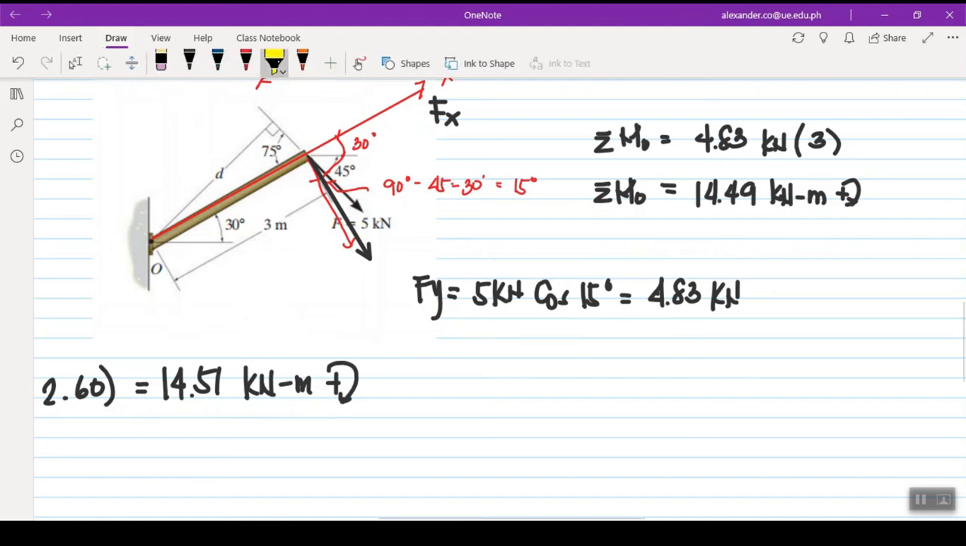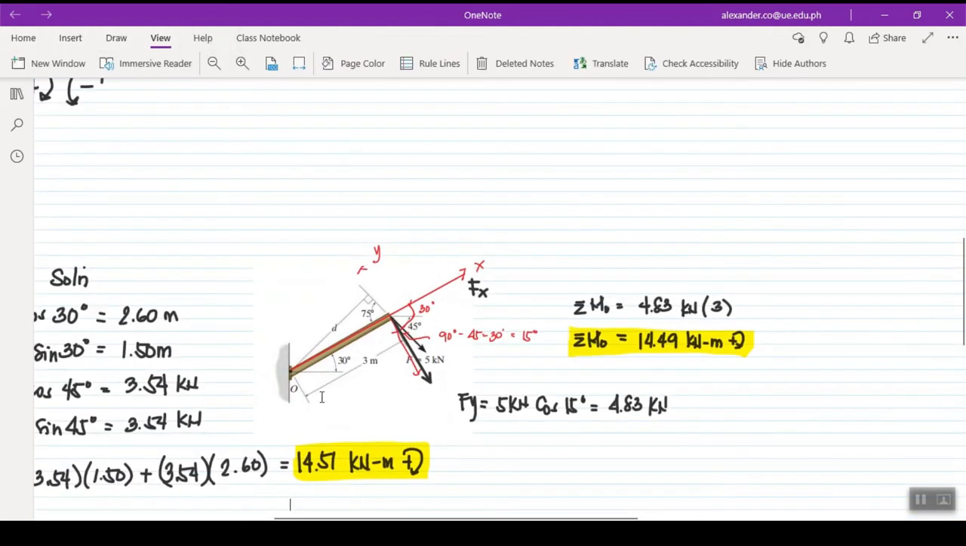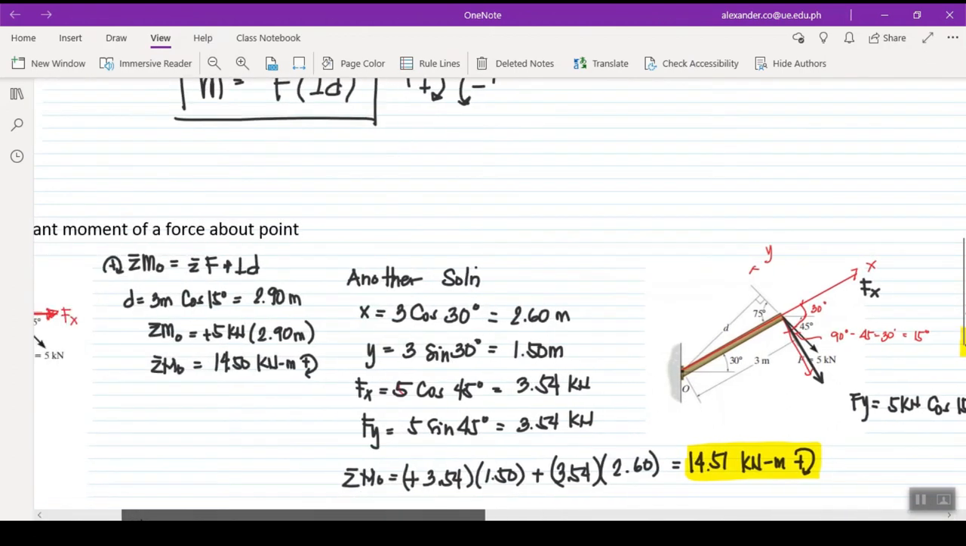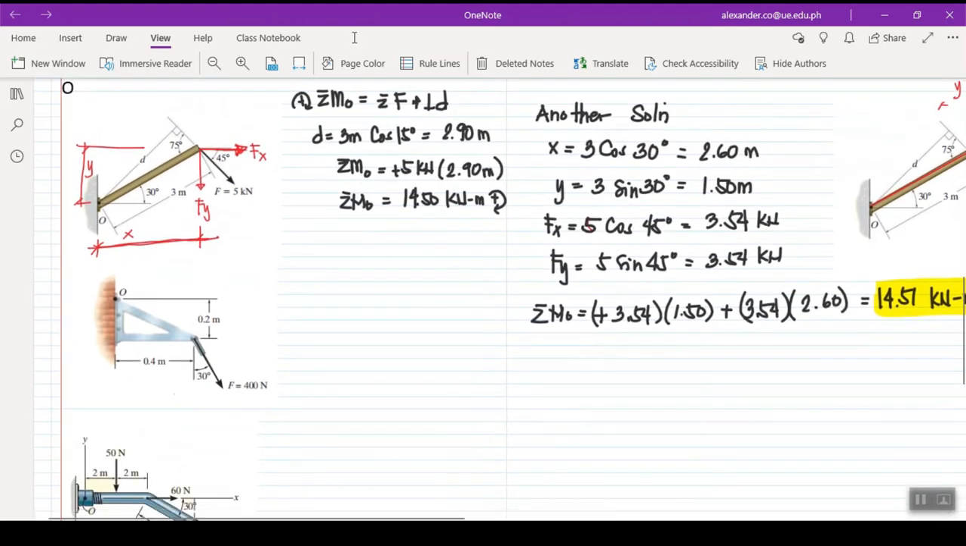Okay? Pwede nang tanggapin yan. So, maraming method. In this case, tatlong method yung pinakita ko sa inyo. So, saan kayo komportable? Wala akong problema doon, as long as tama yung sagot nyo. Diba? So, this one also gives us the same answer. Okay? Diba? Madali lang.